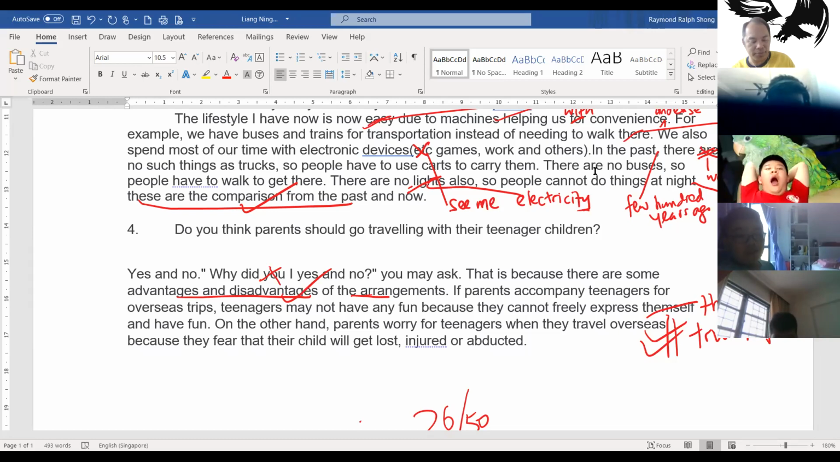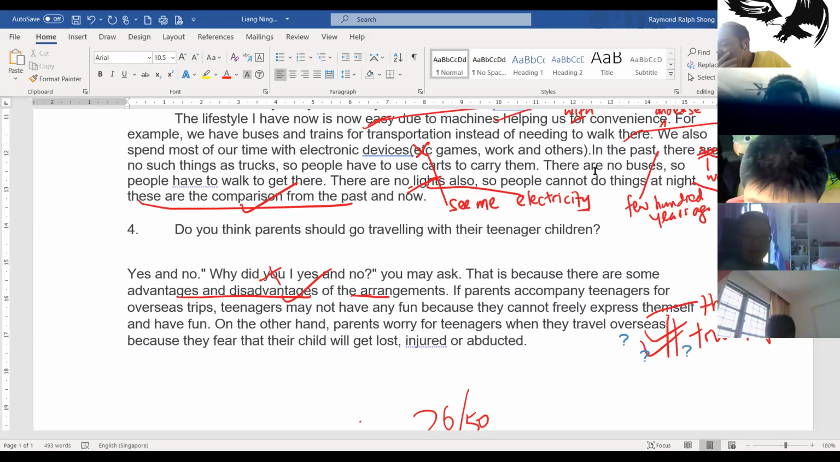Yes, definitely. Do you think parents should go traveling with their teenage children? Yes and no. Why did I say yes and no? You may ask. That is because there are some advantages and disadvantages of the arrangements. If parents accompany teenagers for overseas trips, teenagers may not have any fun because they cannot freely express themselves and have fun. On the other hand, parents worry for teenagers when they travel overseas because they fear that the child will get lost, injured, or abducted. Absolutely, I agree with this one.